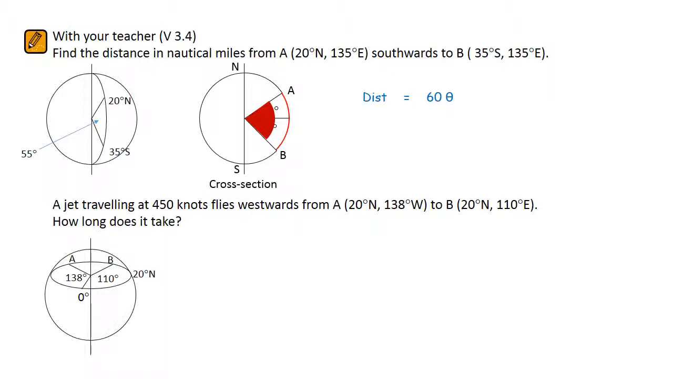In this case, we need to add the latitudes. 20 plus 35 equals 55 degrees. The rest of the calculation for the distance is fairly easy.